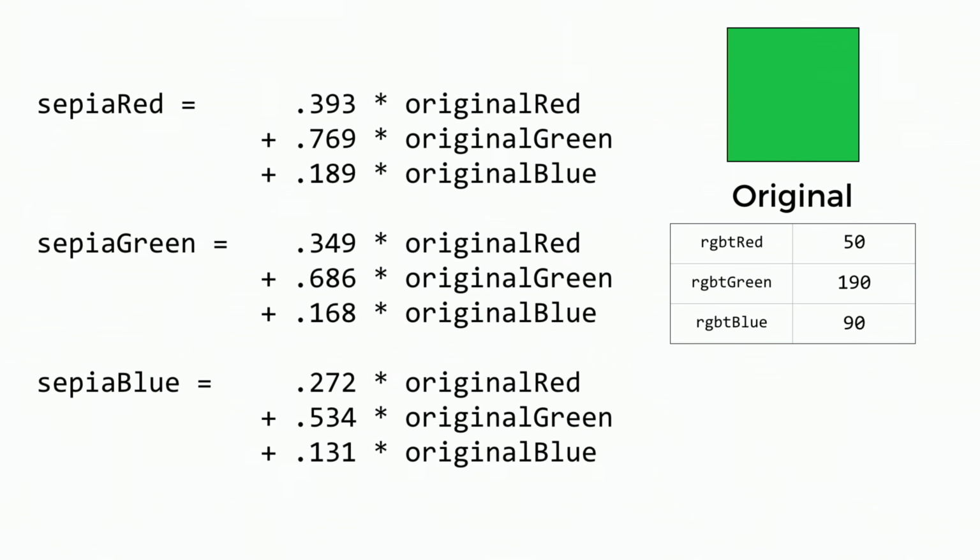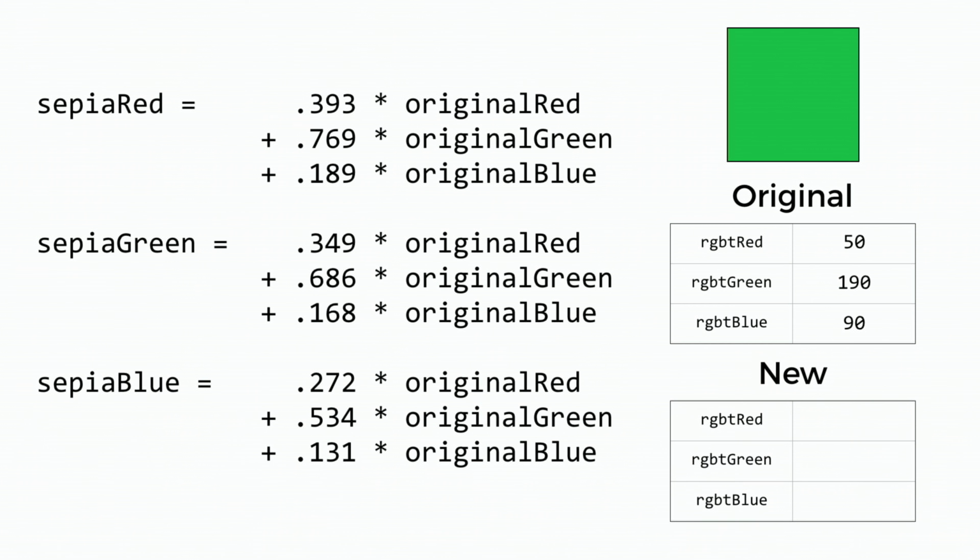So given a pixel like our green pixel from before, if we take the original color values, the original amount of red, the original amount of green, and the original amount of blue, then we can compute what the new values should be just by plugging in all of those original values into the formula to calculate how much red, green, and blue there should be in the sepia version of the same pixel.